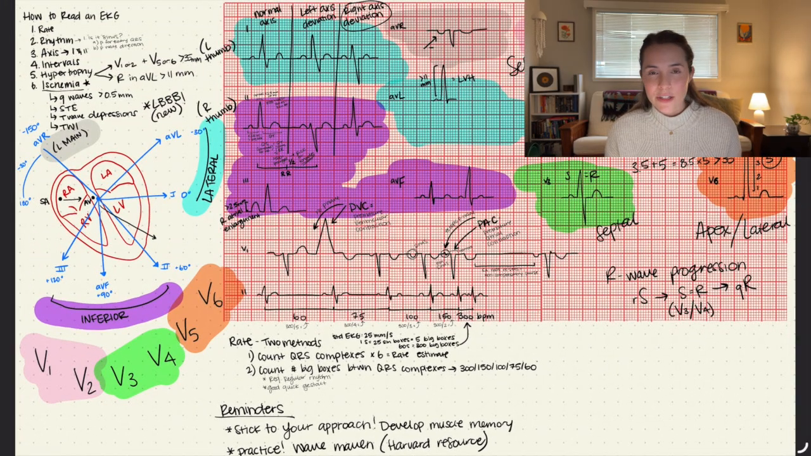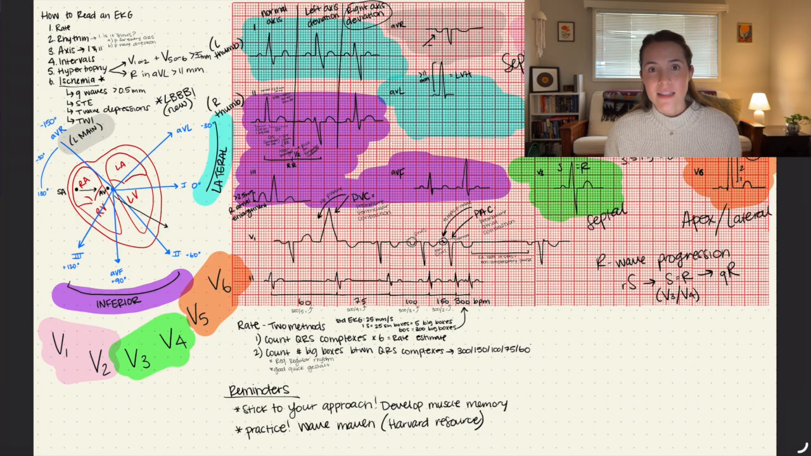So again, get your rhythm down: rate, rhythm, axis, intervals, hypertrophy, ischemia, every single time.